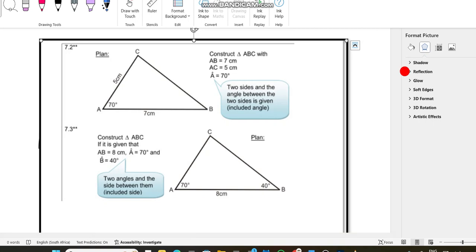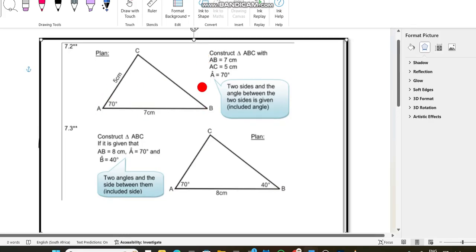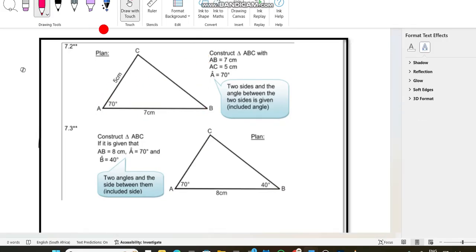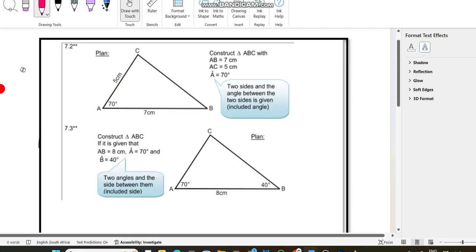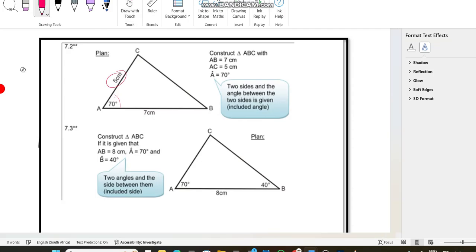7.2 and 7.3, I ask you to construct a triangle. Now, if you look at the information, the only information given is A and B side, then A and C, and it gives you the angle. But if you have those three, you can construct it very easily. So I'm not going to construct it for you. I would like you to do it on your own, but I'm going to just quickly explain.